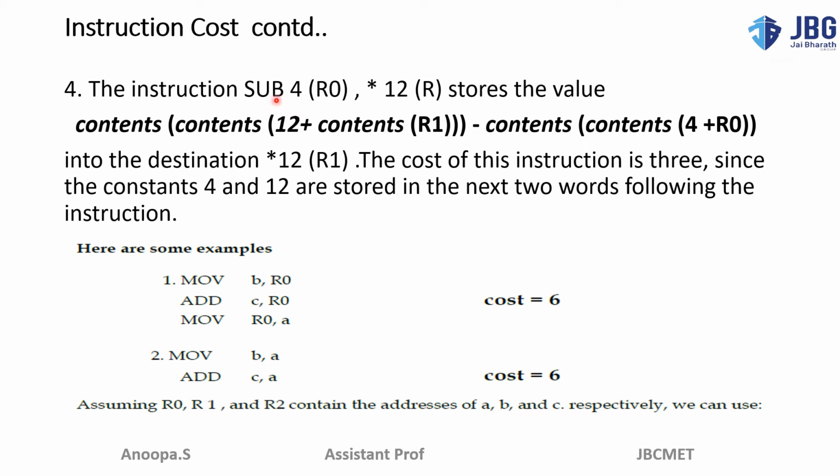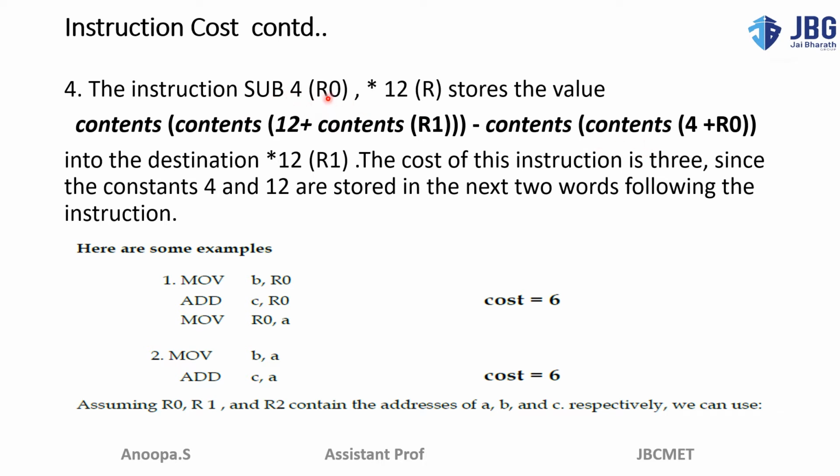Now instruction sub R0, star R. Here there is index as well as indirect addressing mode, right? Here it is index address mode. So subtraction performs destination minus source. So destination value here minus source value, right?